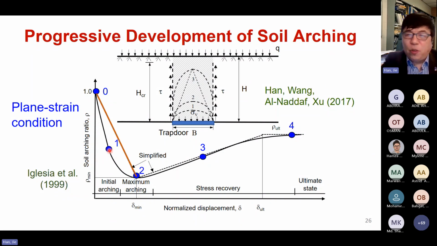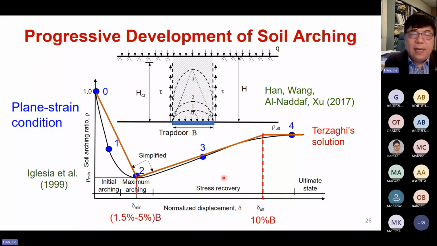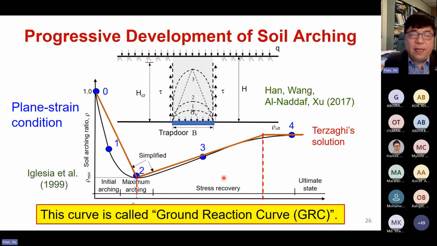But we published a paper in 2019. Basically, that curve is complicated, and for practical use, we simplified this to 3 lines. But we also defined, based on some results, the point of maximum arching, or minimum arching ratio, at 1.5 to 5% of the width of the trapdoor, and this is about 10% of the trapdoor. And that really corresponds to Terzaghi's solution. And then this curve is called the ground reaction curve.